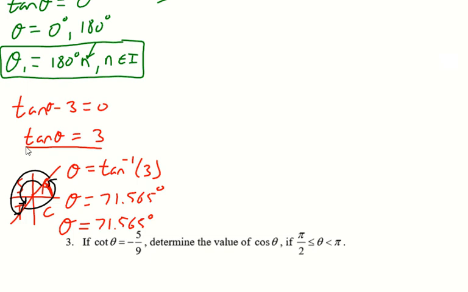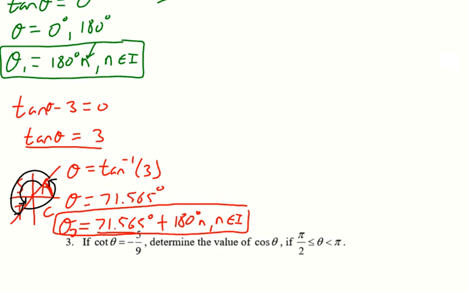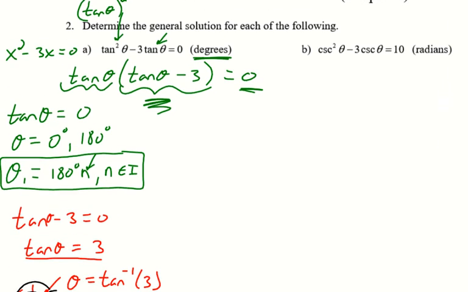So it's going to be our original angle plus 180 degrees times n, where n is a member of the integers. So that would be my answer for the next one. Maybe I call that Q2. That would be a full solution to that problem. All right, let's go back up and do the next one.